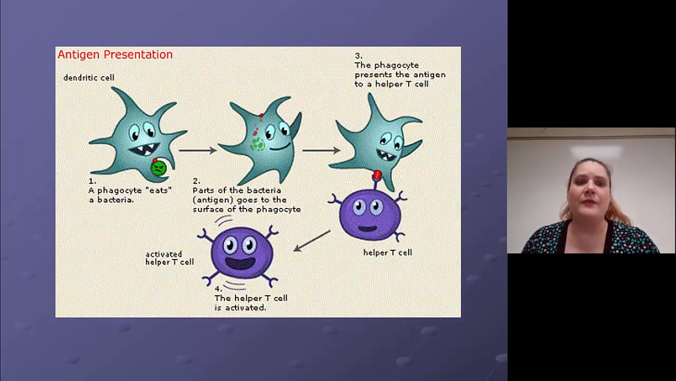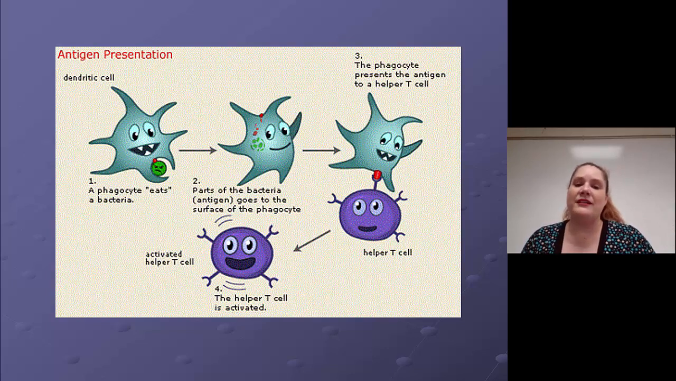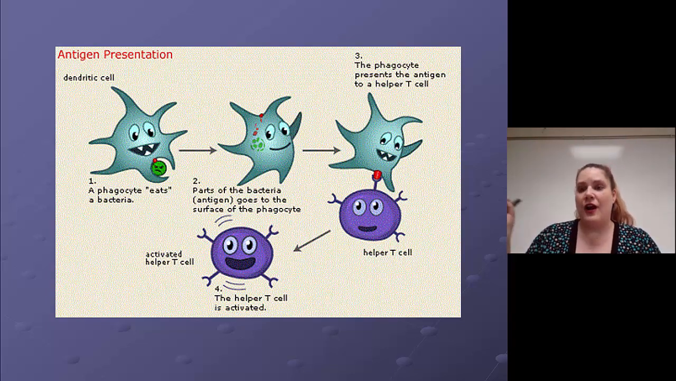All right. So one more time, you can see this little green dude is a phagocyte. It's going to eat the bacteria. Gobble, gobble, gobble. Parts of the bacteria or the antigen go to the surface of the phagocyte. The helper T cell is going to see it. It's going to recognize it, grab on and go, oh my God, we need help. And the helper T cell is going to go, help me, help me, help me. And then it's going to alert the cells that it needs to alert. Okay.